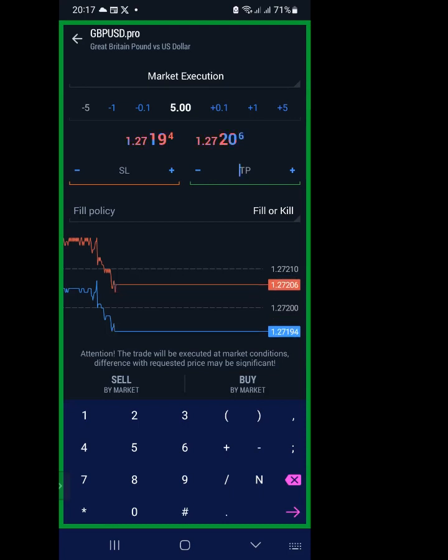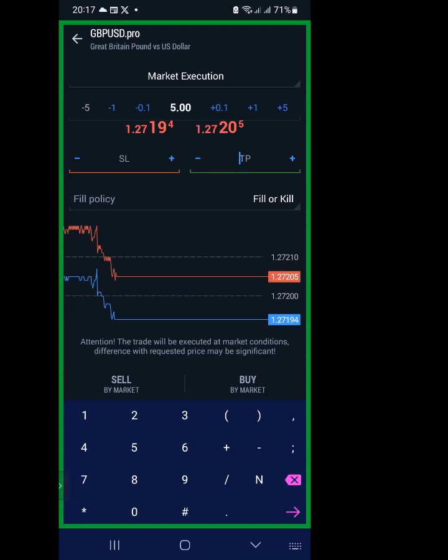So if you are supposed to add that, you just add the SL and then the TP. Then you let us know what you are doing. We call it what? The type. Are you selling or are you buying? You look down here, it's here. Down there, you see sell by market, then you have buy by market. So the type of action you want to take, then you take.